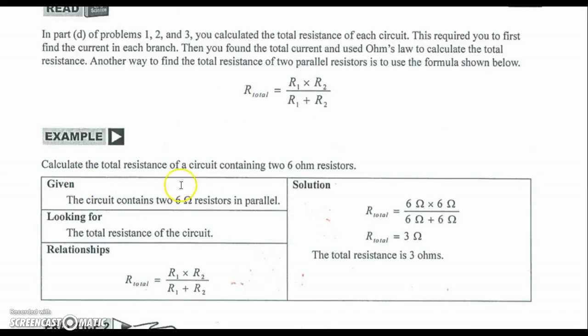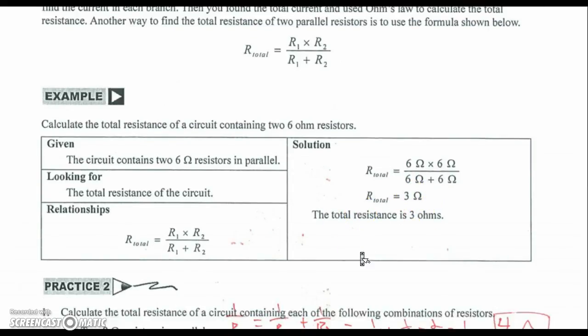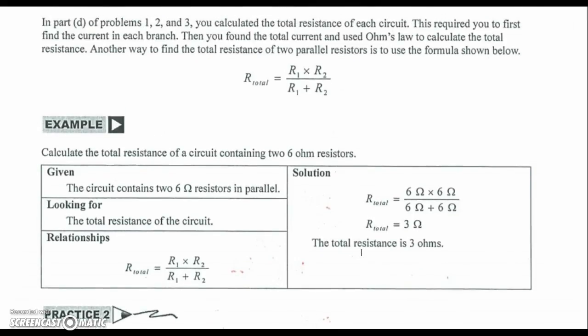So here's the example. Calculate the total resistance for a circuit containing 2 6-ohm resistors. If I apply the formula to this, I can go 6 times 6 divided by 6 plus 6. So I get 36 divided by 12, which is 3 ohms. The total resistance is 3 ohms. Now I'm going to pause for a second because I'm going to show you another way to solve for total resistance, and then I'll come back and solve these.